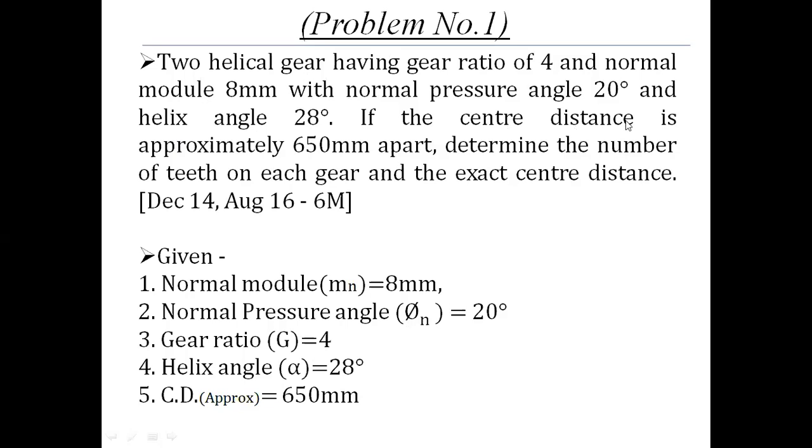Then the center distance is approximately 650 mm apart, and we have a formula for center distance. The gear ratio is given as 4, that is nothing but g, the gear ratio, velocity ratio, or speed ratio, which is the ratio of the speed of the driver to the speed of the driven wheel, where the driver is the pinion and the driven is the gear. This is our assumption while solving the numericals.